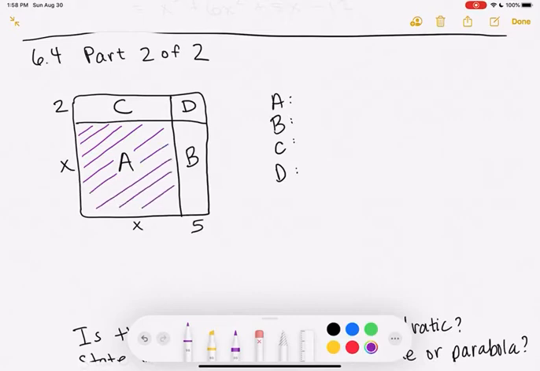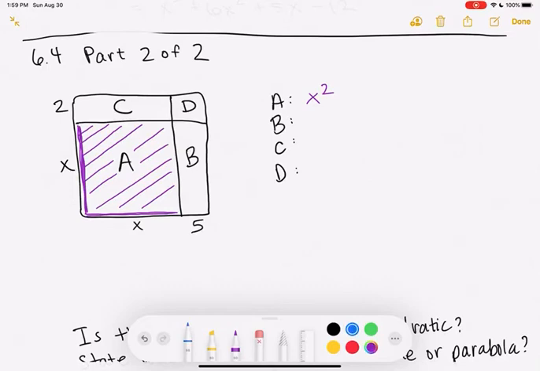We would multiply the two sides together, right? So it would be X here across the bottom times the X here up the side. So the area of this block A is going to be X squared.